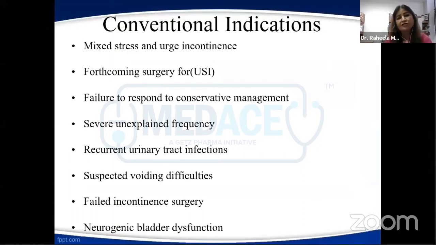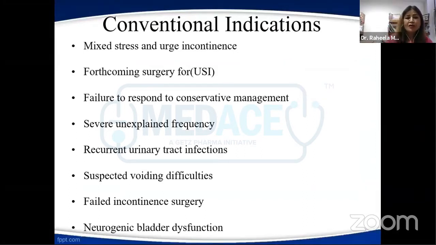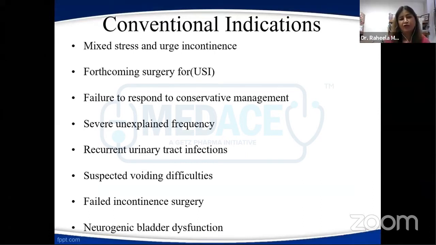Failure to respond to conservative treatment, yes. Refractory OAB, I will do the urodynamics. Unexplained frequency, no. Recurrent UTI, yes, sometimes after the cystoscopy. Here I am with my urologist colleague: recurrent UTI, do the cystoscopy first. Suspected voiding difficulties, yes. Failed incontinence surgery, of course, yes. And neurogenic, a big yes.